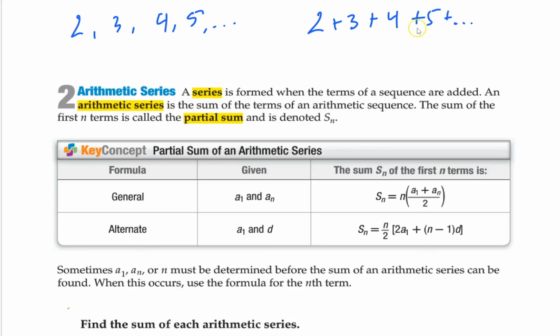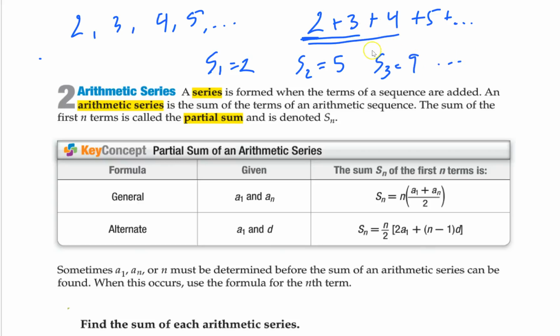Yada, yada. Right? So that's a series. It's when you add them up. So with this stuff, we're going to care about what's the sum, let's say S1, the sum of the series. That means, what's the sum of the first one? Well, in this case, just 2. S2 means, what's the sum of the first 2? 5. S3, what's the sum of the first 3? 5 plus 4, 9. And so on.